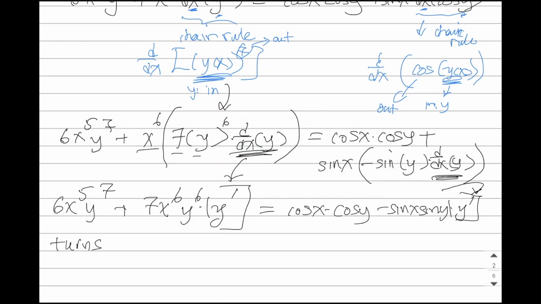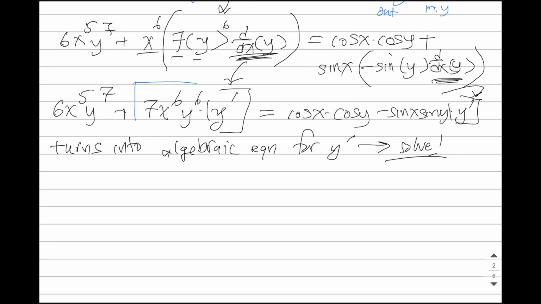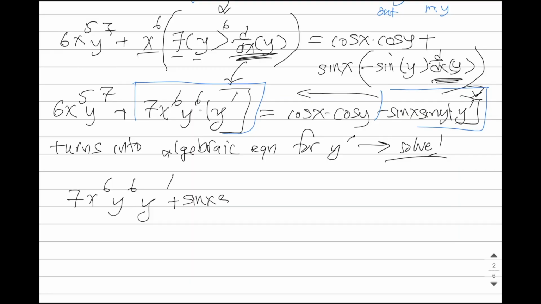This turns into an algebraic equation for y prime. So now we just solve for it. And we end up getting two terms that contain a y prime. I'm going to put both of those terms on the same side of the equation. So I will move this one over to the other side: sine x sine y times y prime. Everything else that does not have a y prime gets moved to the other side.